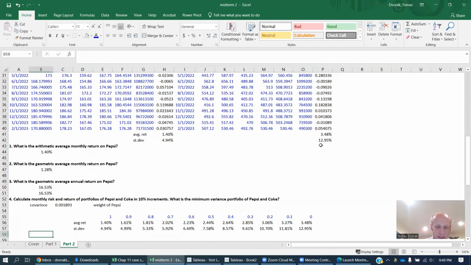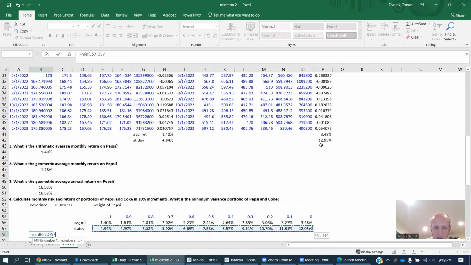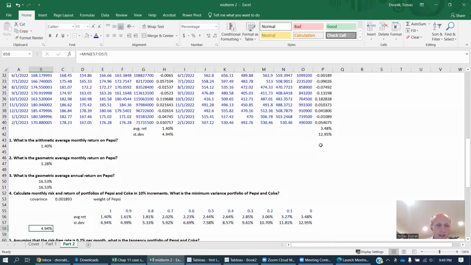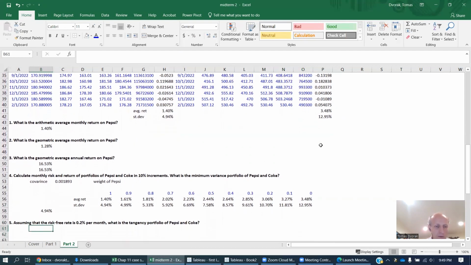What is the minimum variance portfolio? So let's calculate the minimum of that range, as a function. It looks like it's going to be 100% Pepsi. 100% Pepsi is the minimum variance portfolio. Assuming that the risk-free rate is 2% per month, what is the tangency portfolio of Pepsi and Coke?